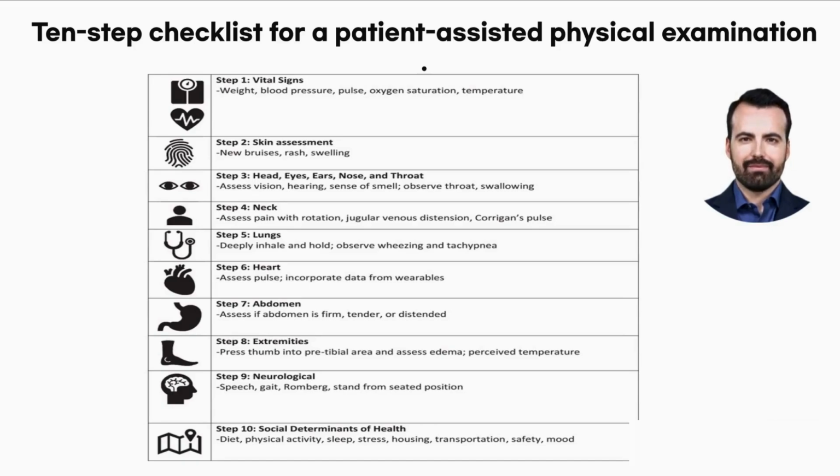Step 2. Skin. Check for new bruises, rash, swelling. Step 3. Head, eyes, ears, nose, and throat. Ask about hearing. Ask if vision or sense of smell is acceptable or has changed. Step 4. Neck. Ask if they note a bounding pulsation in the neck. Step 5. Lungs. Ask patients to deeply inhale and exhale through an open mouth. Listen for cough or wheezes.